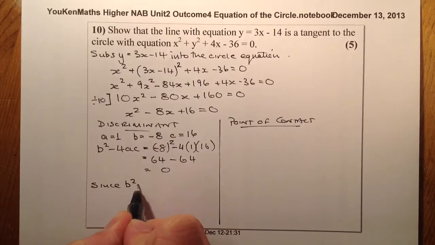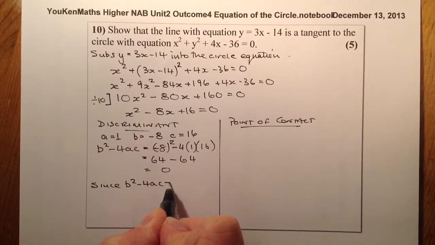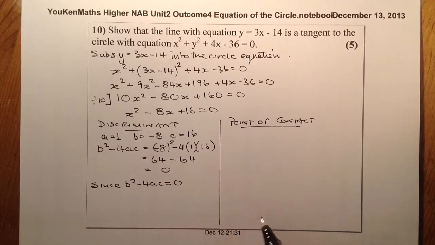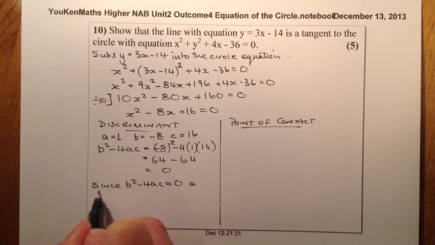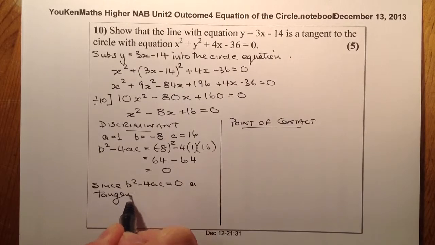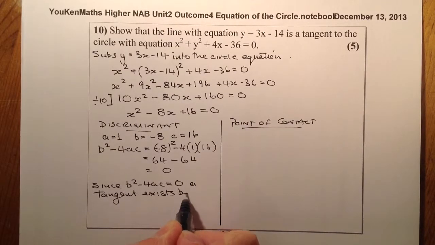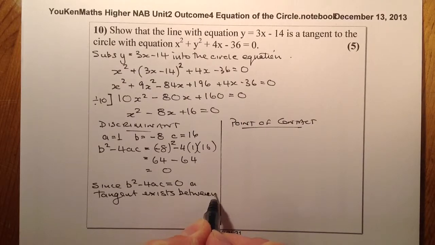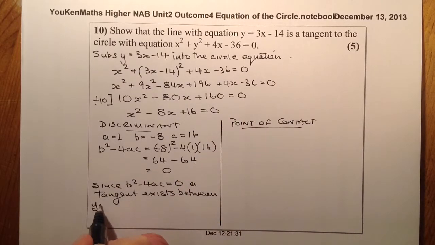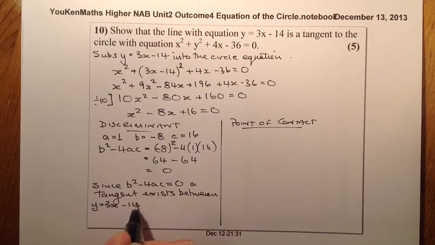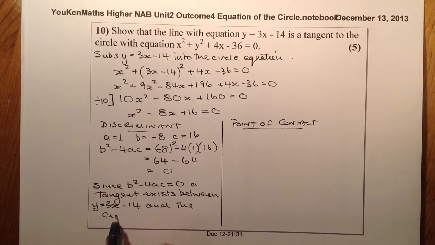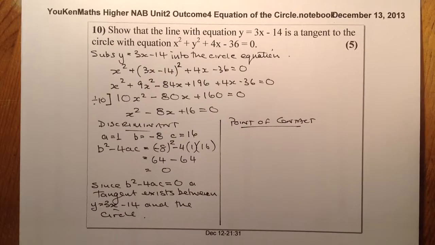So I then make a statement that would say, since b squared minus 4ac is equal to 0, a tangent exists between, and I'll just state the line, y is equal to 3x minus 14 and the circle. That's the discriminant method. Well, let's go over and look at the point of contact method.